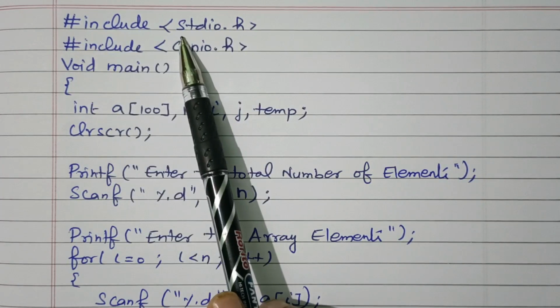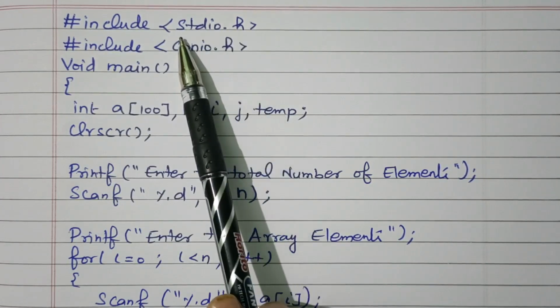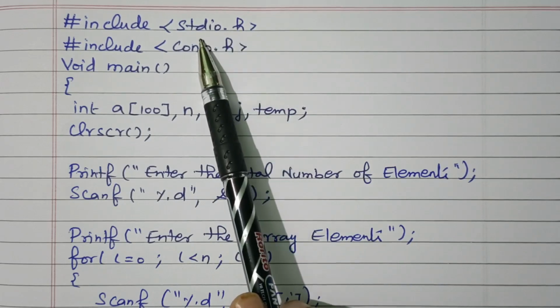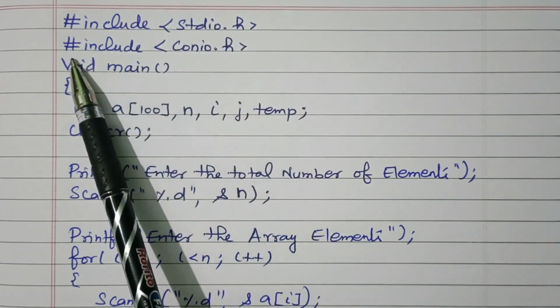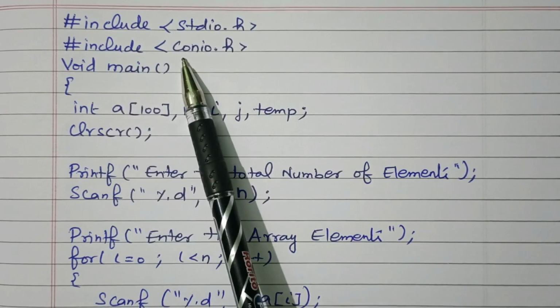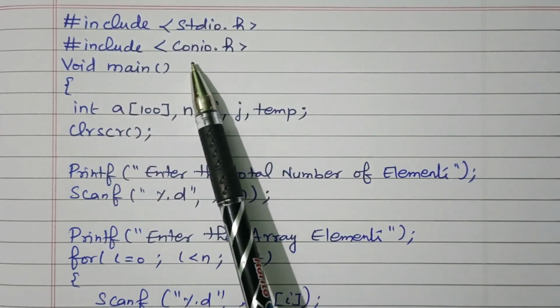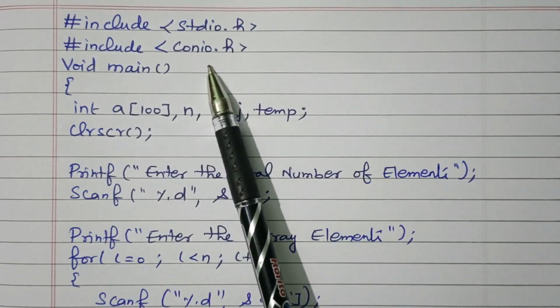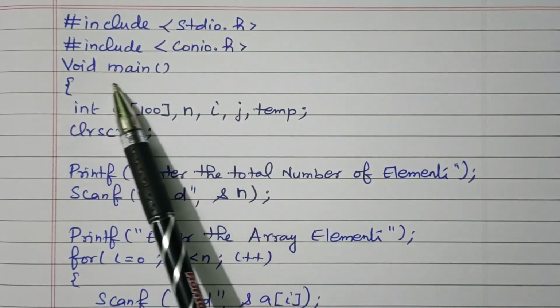Hash include stdio.h, that is the standard input output header file. This is used for printf and scanf. Then one more header file, hash include conio.h, the console input output header file. This is used for clear screen and getch. Then we can start the main program.